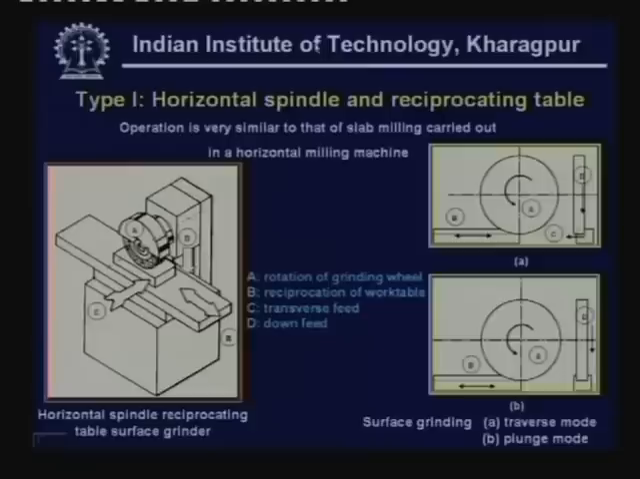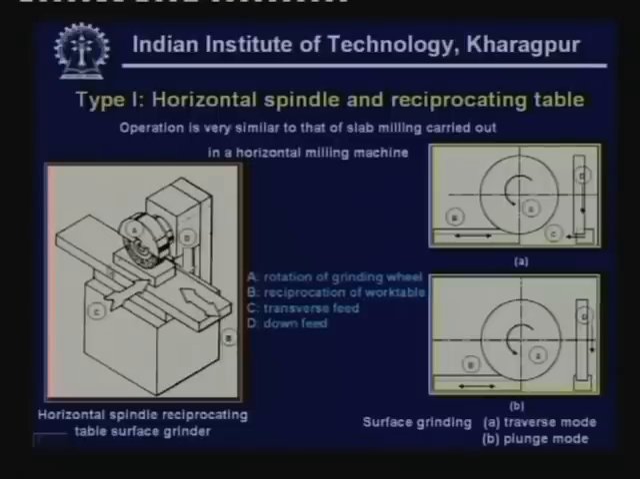Now, this rotation of the grinding wheel provides the primary cutting motion which is responsible for formation of the chip. Now, to continue this grinding action over the entire length of the job, we need this reciprocation of the work table. Again, to continue this grinding action over the entire width of the job, we need the transverse feed. And the fourth one, that is the down feed, is necessary to have the removal of the thickness layer by layer. Actually, this is a machine where multi-pass operation has to be carried out to reach the desired dimension.